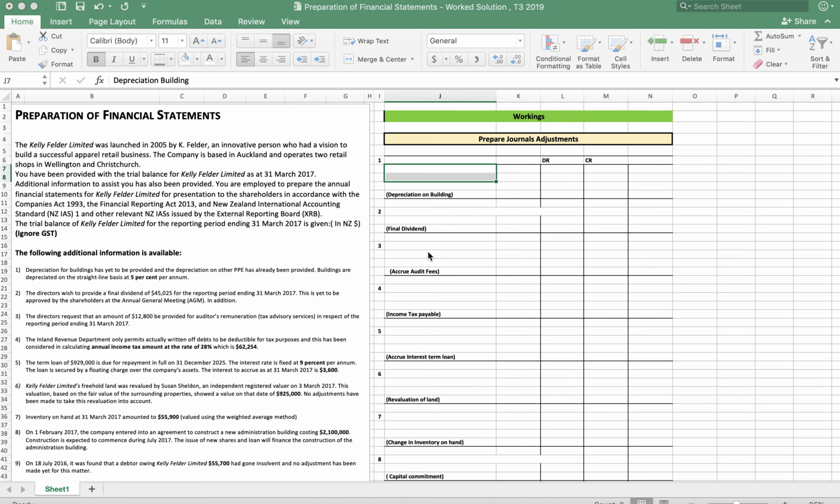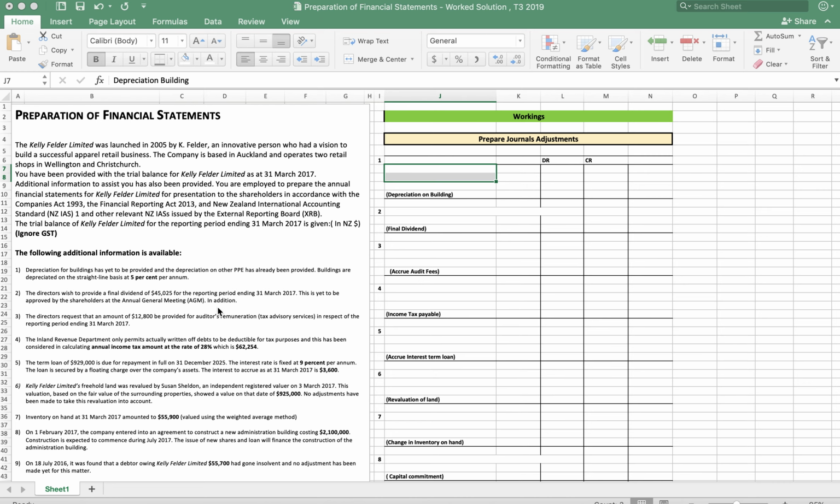Kia ora. This is a tutorial on preparation of the financial statements using what we know about the requirements of the Financial Reporting Act, the Companies Act, and the External Reporting Board, international accounting standards equivalents. Okay.